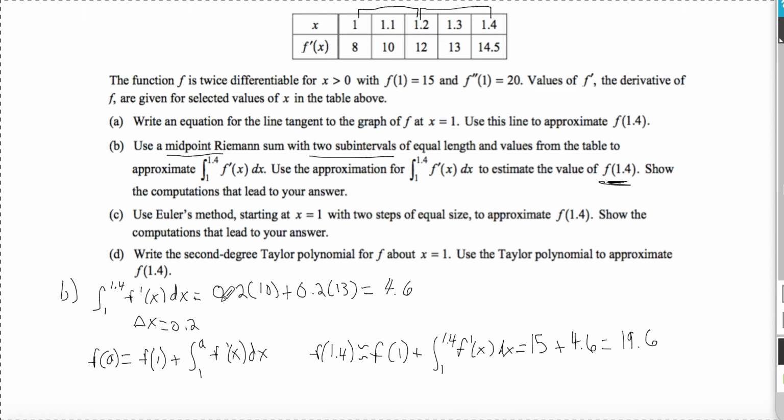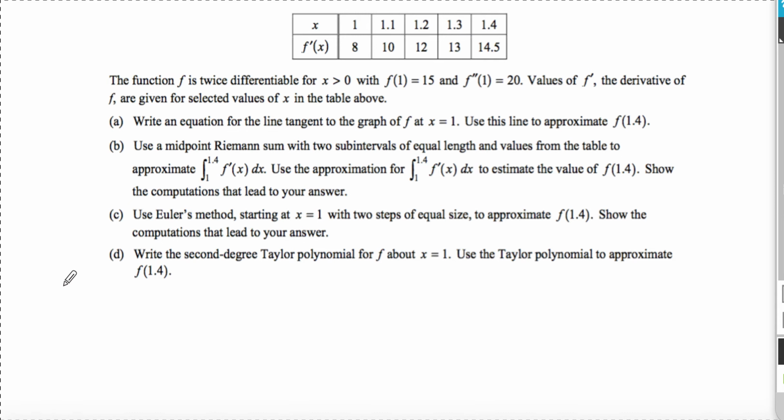So you got 1 point for your midpoint Riemann sum, which was right here. You did not need to simplify. You got 1 point for recognizing you need to use the fundamental theorem of calculus down here. This guy right here, recognizing f of 1 plus the integral from 1 to 1.4 of f prime of x dx, and then 1 point for your final answer. You did not need to simplify it. You could have left it unsimplified. All right, let's keep on moving. So that's 3 points. Midpoint, fundamental theorem of calculus equation, final answer.